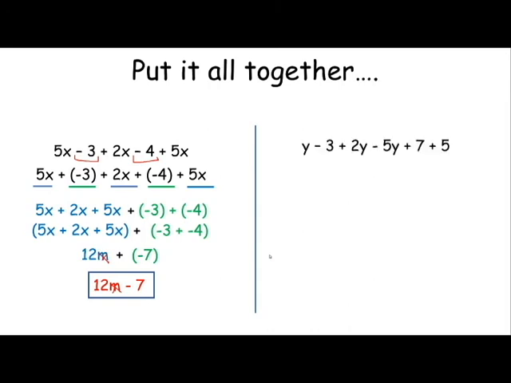Again, pause the video, try this on your own. I'm going to assume you've done that, and I'm going to do this one a little faster this time because you should be getting much, much better at it. I use the definition of subtraction to get rid of all my subtraction signs. Notice I made them into plus negatives.